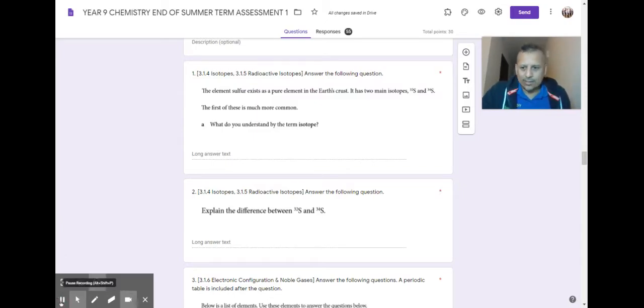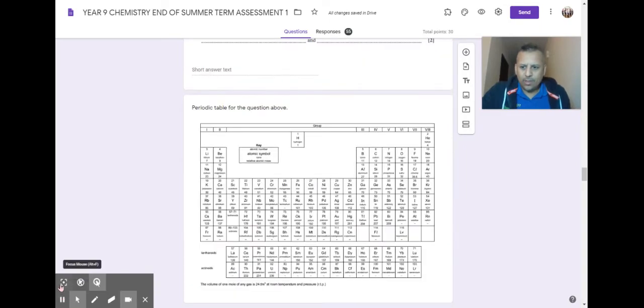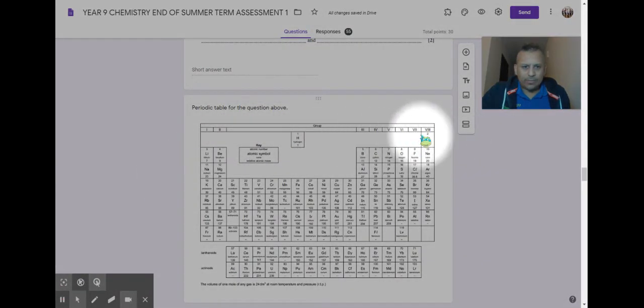or you could say that 34S has 2 more neutrons than 32S. Which 2 elements have 2 electrons in their outside orbit? So the one that people forgot about was helium. Helium is at the top, in the top period. It's got 2 electrons on the outer shell. The elements of group 2 all have 2 electrons in their outer shell.